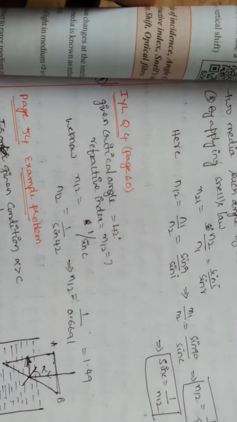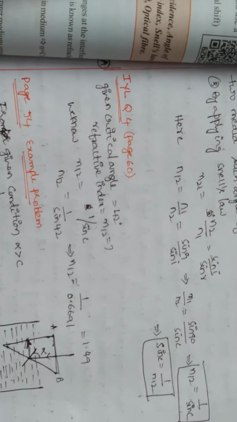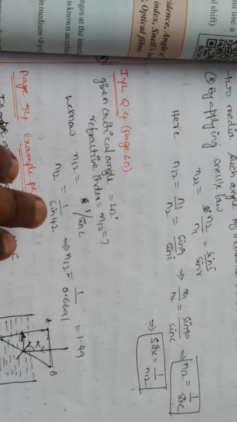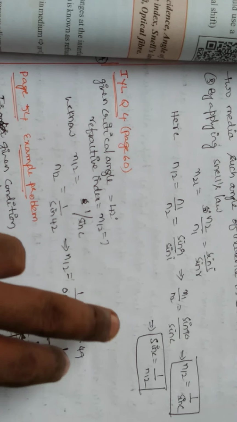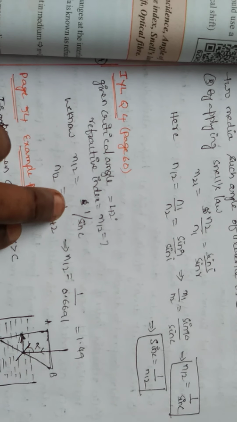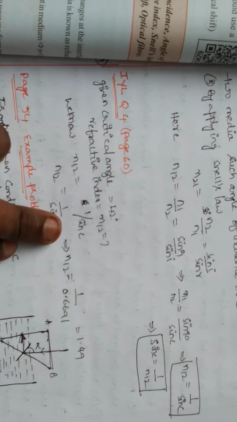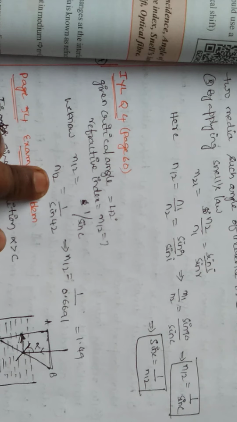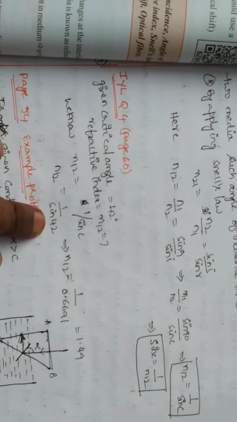Now, the answer for that question will be like this. Given critical angle is equal to 42 degrees, we should find out the refractive index. The formula above: n12 is equal to 1 by sin C. Now n12 is equal to 1 by sin 42.